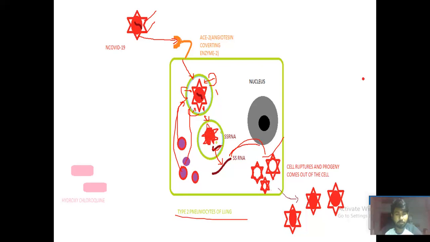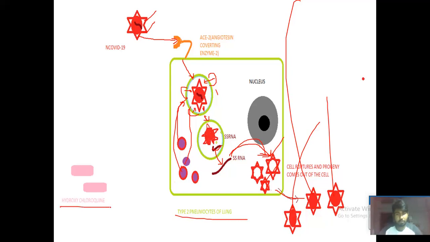This step is very complex, so in this video I am simply mentioning this step. The single-stranded RNA combines with the nuclear genome to form multiple copies of it, and after the maturation of these copies they rupture the shell and emerge out of the cell, and they are ready to infect other pneumocytes. That is why they spread.